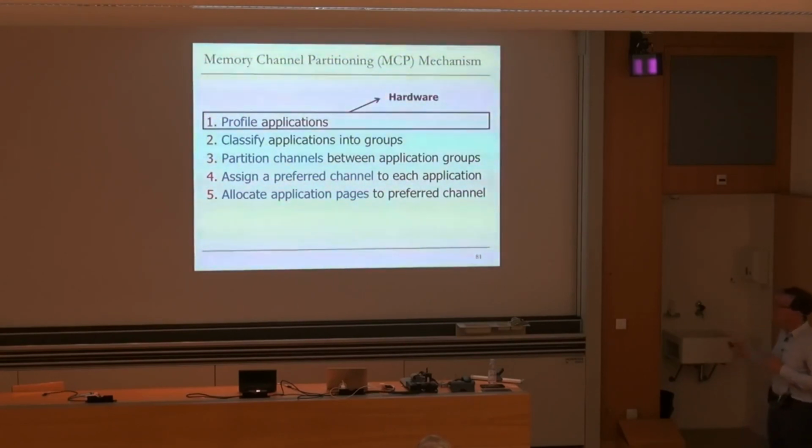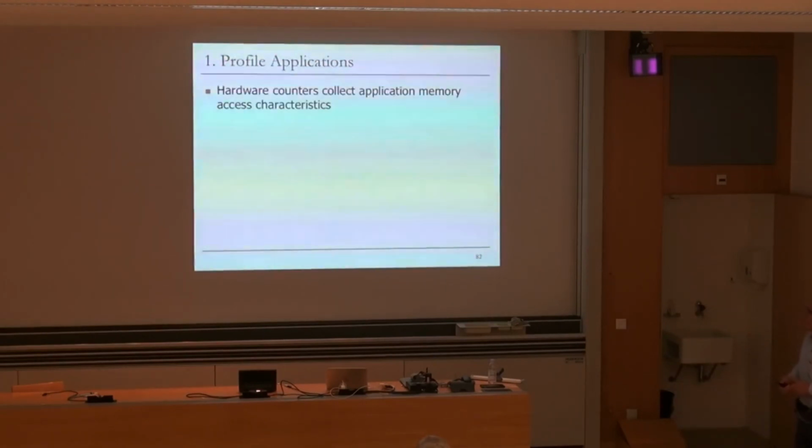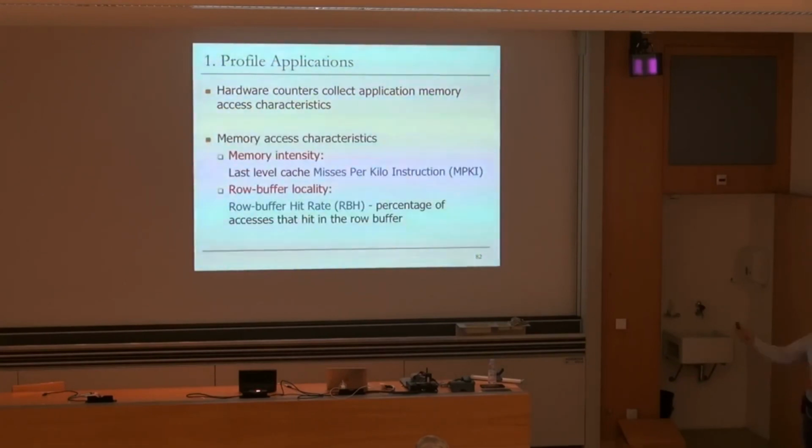So let's take a look at the mechanism that's proposed. Hardware does the profiling, system software does everything else over here, because it makes sense to break it this way. So what does profiling mean? Hardware counters collect application memory access characteristics, and we just discussed what those memory access characteristics are. Memory intensity is measured in terms of misses per kilo instruction from the last level cache. Row buffer locality is measured in terms of row buffer hit rate. What fraction of the accesses hit in the row buffer?